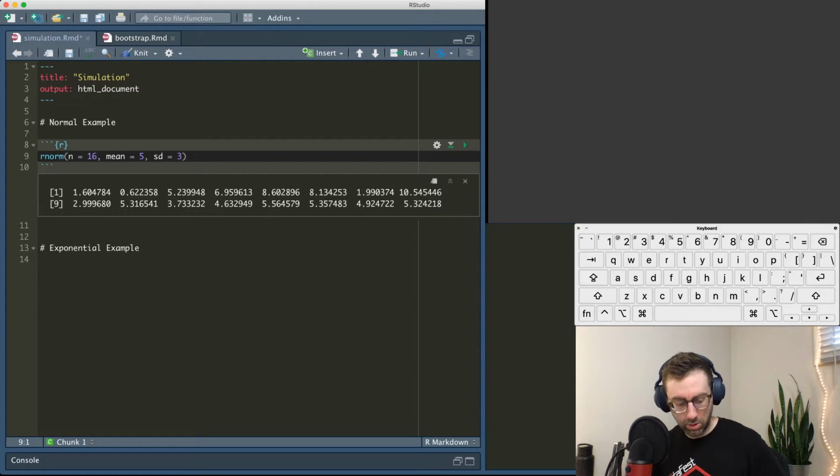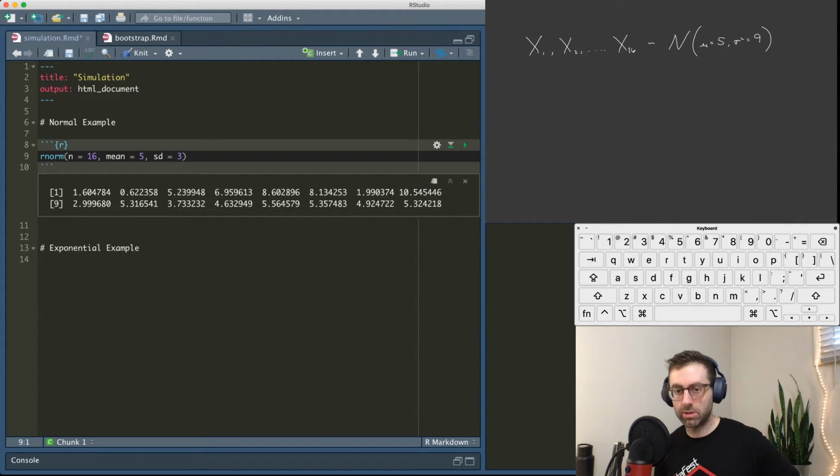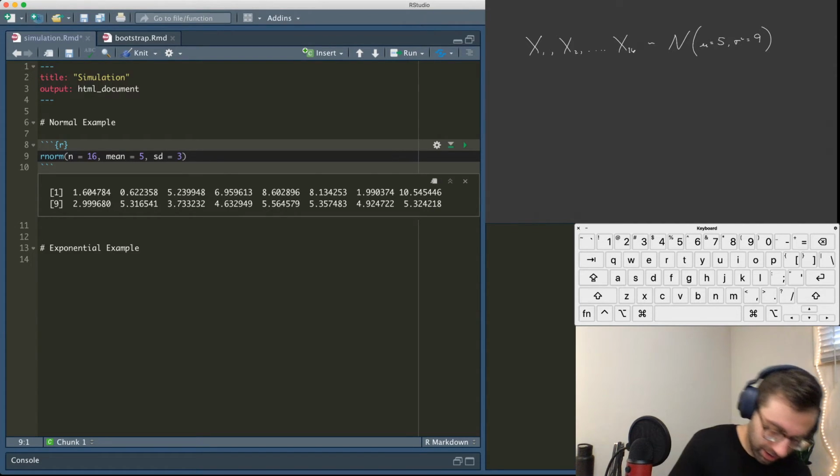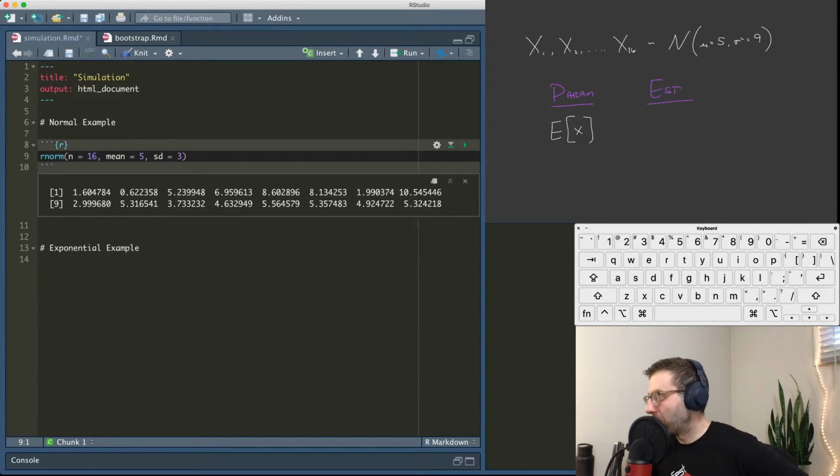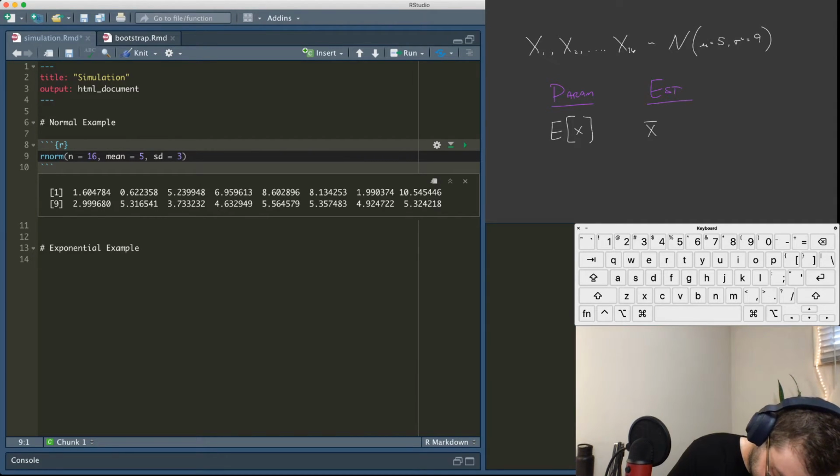Okay, so we'll do the mean. So we'll consider some parameters and some estimators. So we're going to want to estimate the true mean, and we know what the true mean is, but we still want to do it.